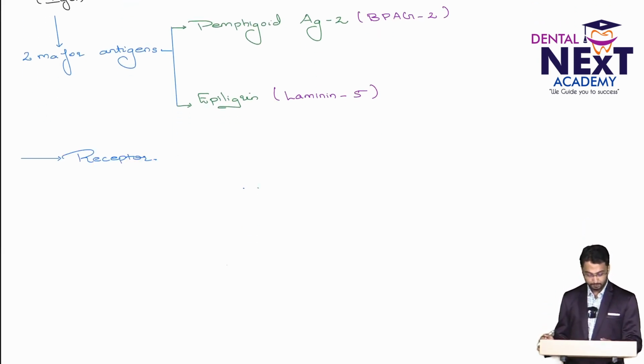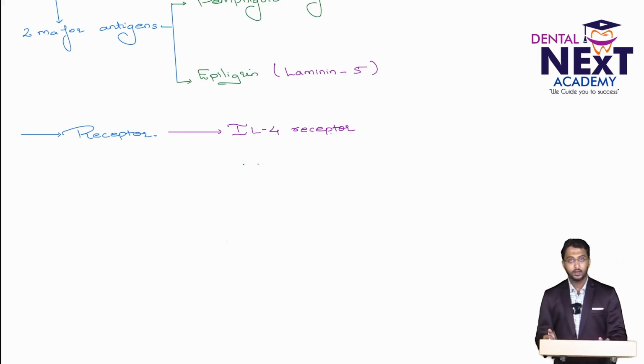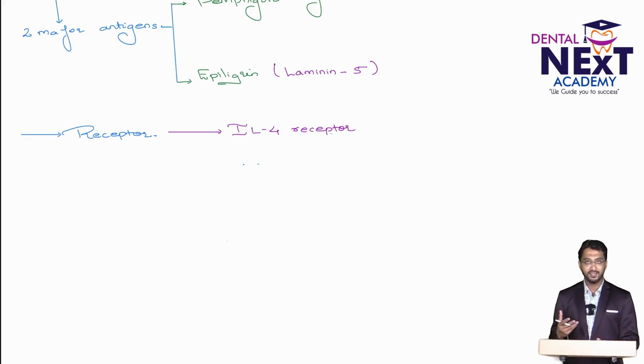Now, there is an involvement of a particular receptor. You will see in the latest editions of Shafer's Oral Pathology that certain receptors are being affected. There is IL-4, interleukin-4. You know what IL-4 receptors are from general pathology. You might not know all the descriptions, but you know the IL-4 receptor. We have studied different interleukins.